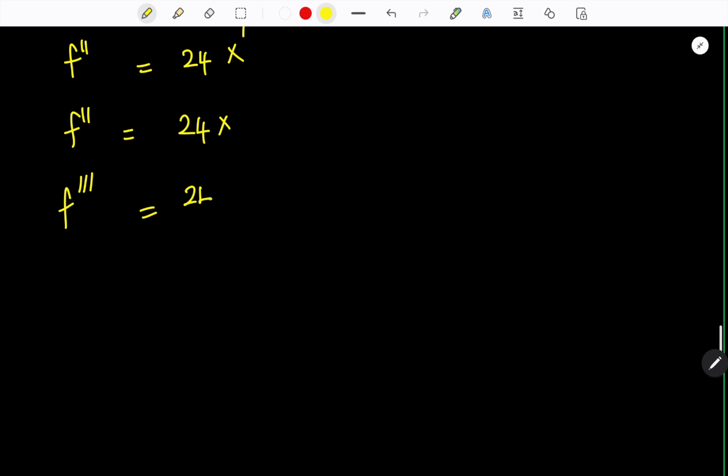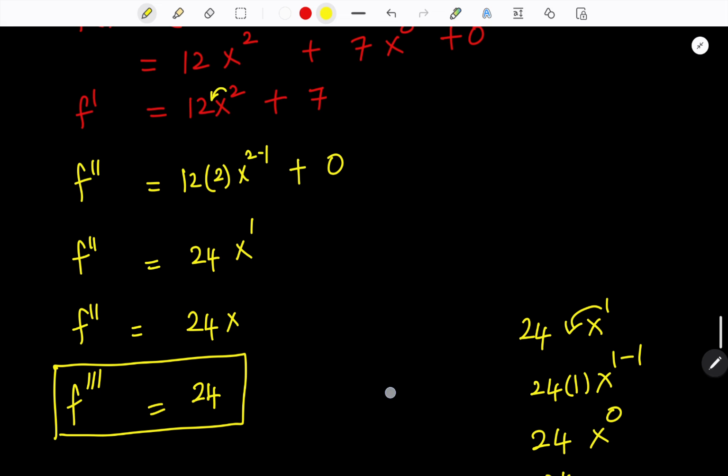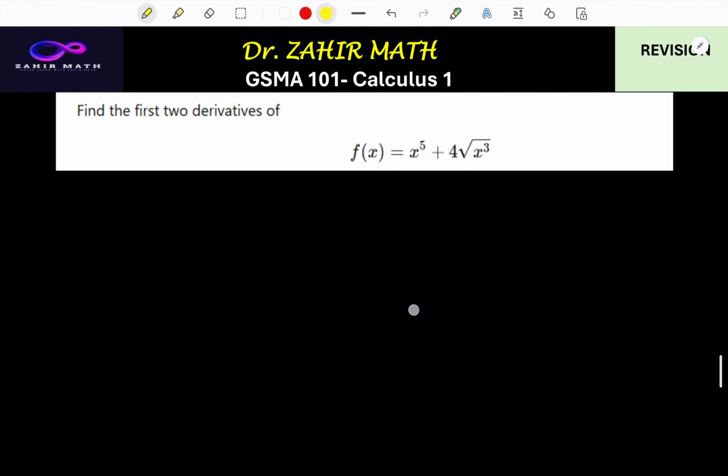So 24x gives what? 24. Clear? How? 24x, power is 1. So 24, 1, x power 1 minus 1. So 24 x power 0, which is equal to 24. Clear? Right. Let's go to the next one.